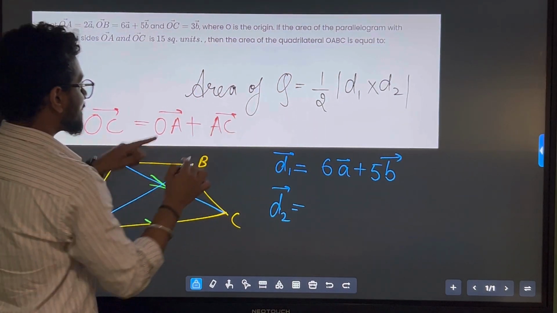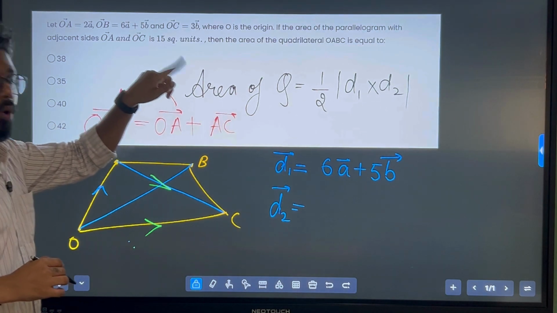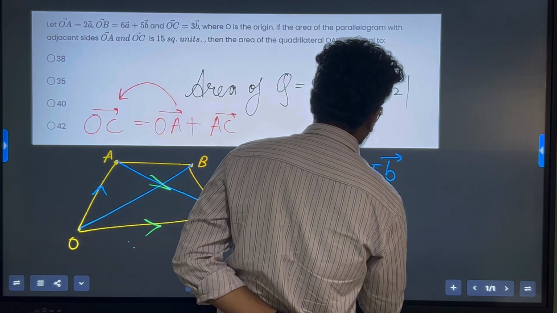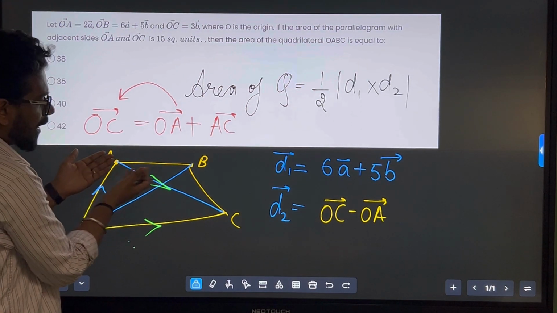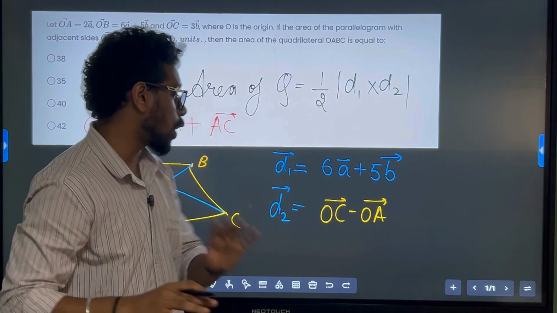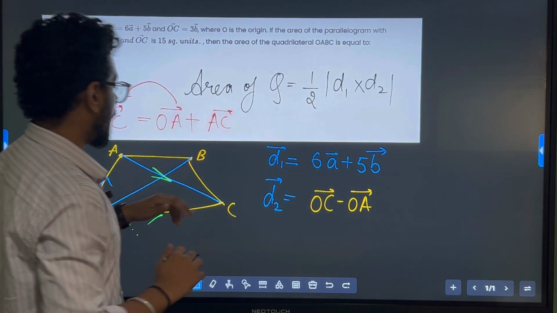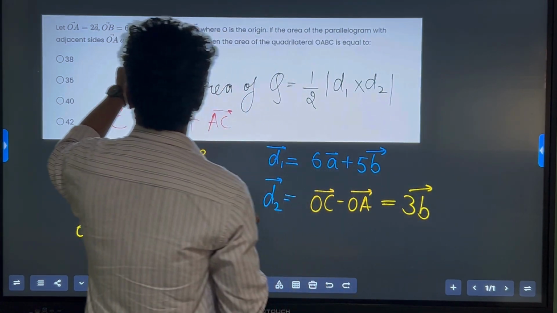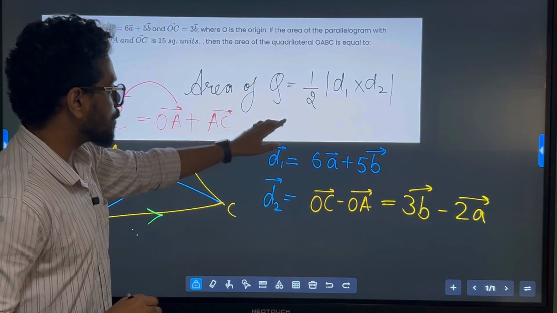So guys, AC vector is OC minus OA. I repeat, AC vector is OC minus OA. So what is D2? Guys, D2 vector is OC minus OA. Don't worry about this: why can't it be OA minus OC? It is not going to matter because we are taking the magnitude and that's what we are all focusing on. All right. So D2 equals OC minus OA. Now what is OC minus OA? OC is this 3b vector minus OA, which is 2a vector. So we have got 1 by 2 times the cross product of this.